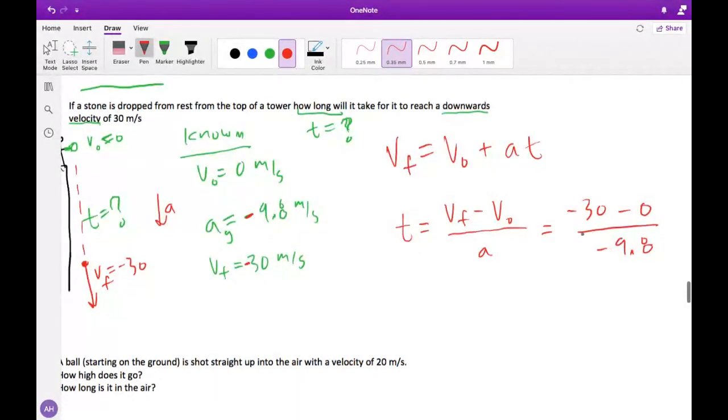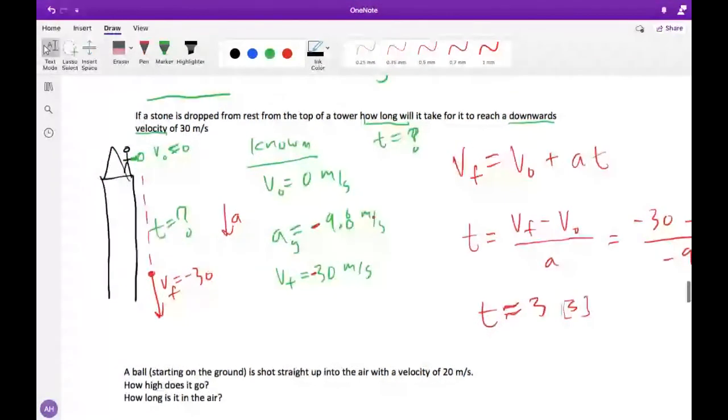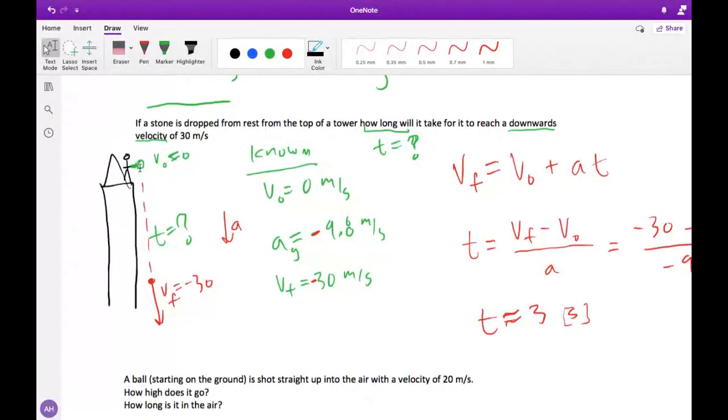So we see here that the negatives cancel out, as they should, because time cannot be a negative quantity. We end up with 30 divided by 9.8, which is roughly about 3 seconds. So basically it takes 3 seconds for an object dropped from this tower to reach 30 meters per second.